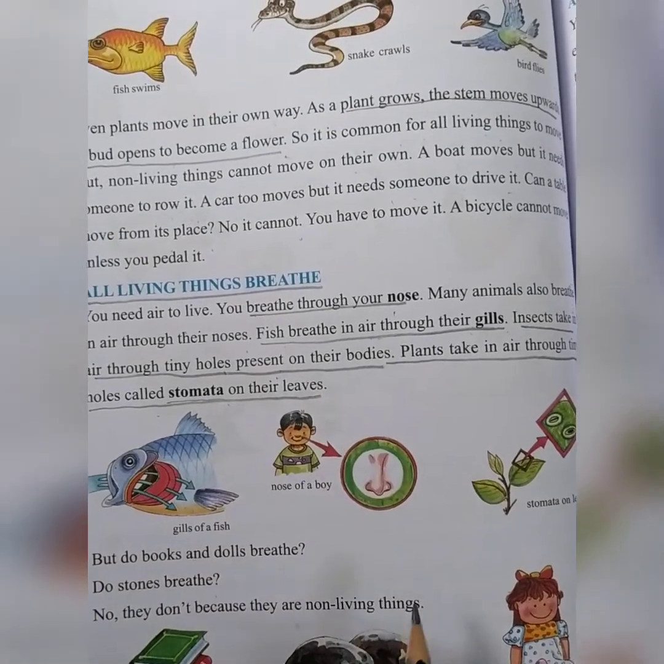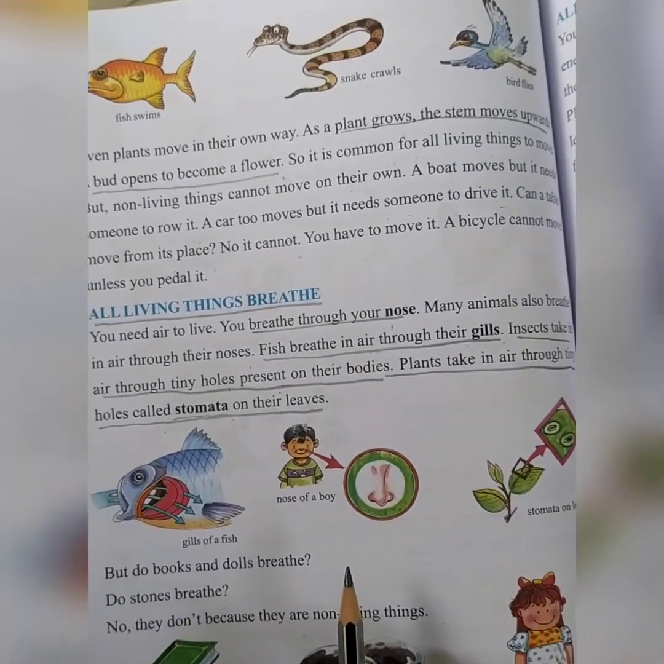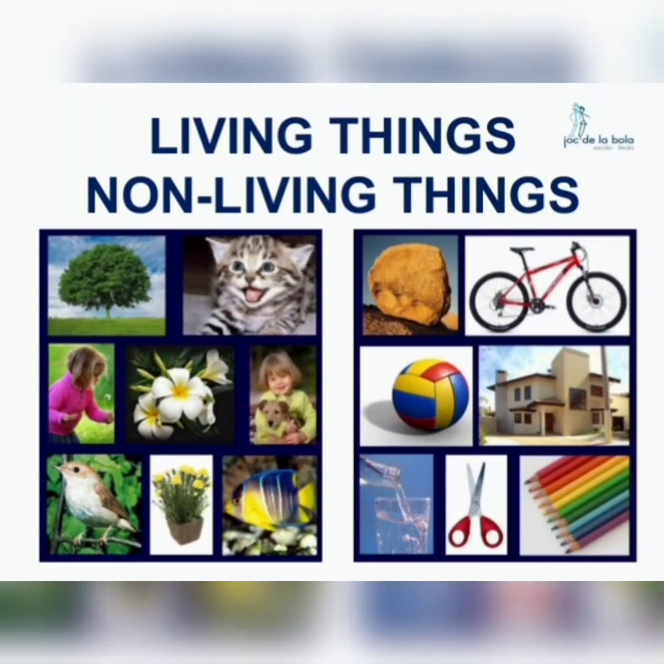Okay, today we discussed living and non-living things. All living things have some common features that make them different from non-living things. Today we discussed three points. The first point is all living things can grow and non-living things cannot. The second point is all living things can move and non-living things cannot. The third point is all living things can breathe, non-living things cannot.